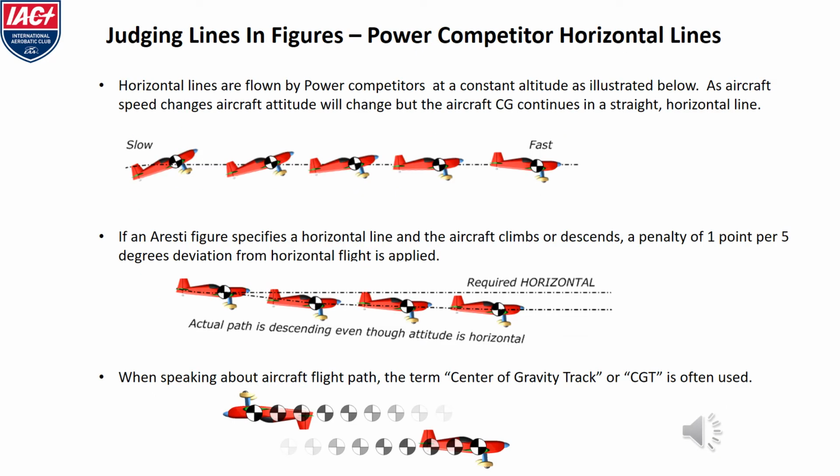Horizontal lines are flown by power competitors at a constant altitude. As aircraft speed changes, the aircraft attitude might change, but a judge looks for the aircraft's center of gravity to move in a straight horizontal constant altitude line. If the flight path deviates from that horizontal line, a penalty of 1 point per 5 degrees of deviation is applied. When we speak about the aircraft flight path, we look at the center of gravity and talk about the center of gravity track.